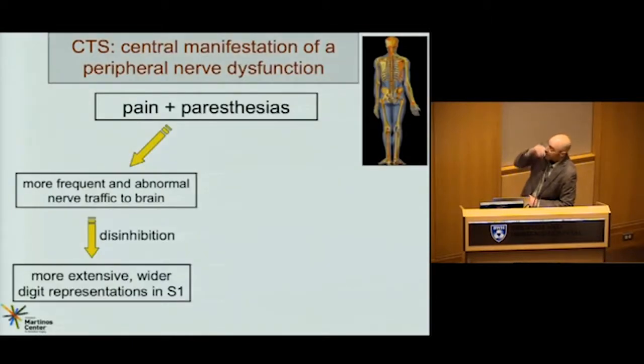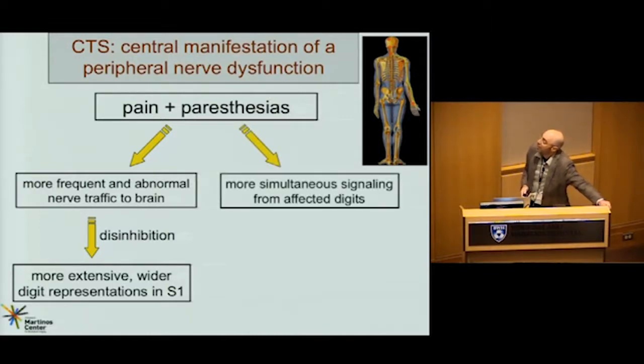So our model for what's happening here is that the pain and paresthesias in carpal tunnel syndrome are leading to more frequent and abnormal nerve traffic to the brain, which then through disinhibitory processes leads to more extensive and wider digit representation. So there's a blurring that's happening. And the interesting thing is that it's not just more traffic due to the pain, but it's the nature of the traffic, and its simultaneity of the signaling because these paresthesias that they're feeling are diffuse. They're spread out over multiple fingers.